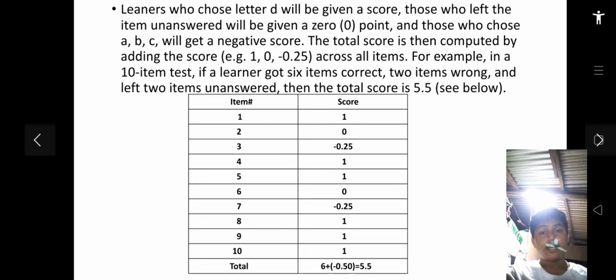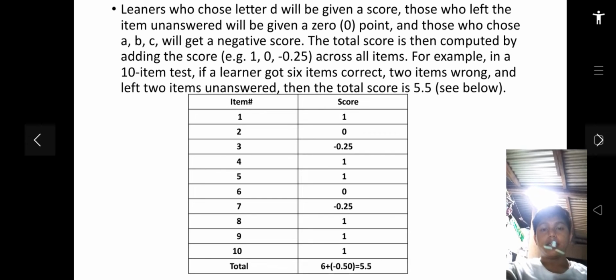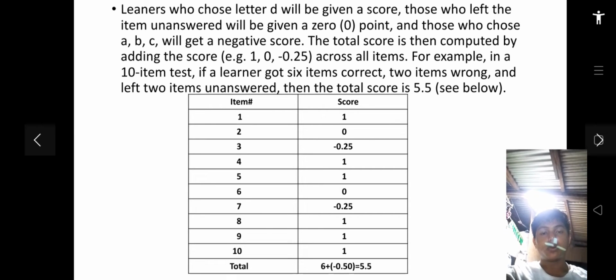Then the sum of the scores, for instance 1, or 0, or minus 0.25, across all elements is used to calculate the final score. For instance, a learner would receive a total score of 5.5 on a 10 item test if they answered 6 of the questions correctly, 2 incorrectly, and left 2 questions unanswered.